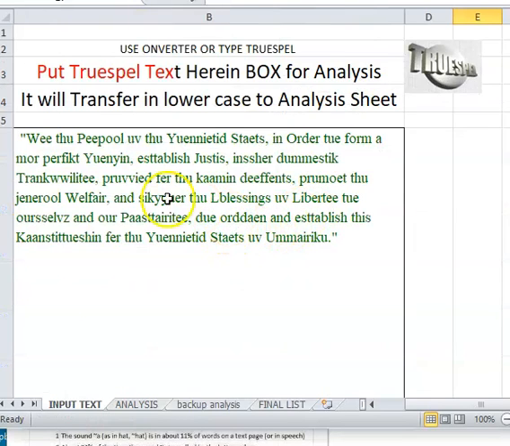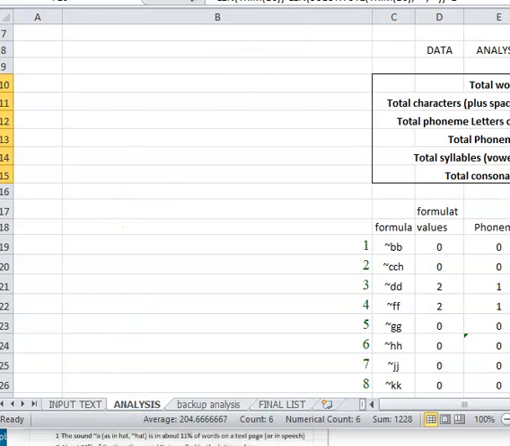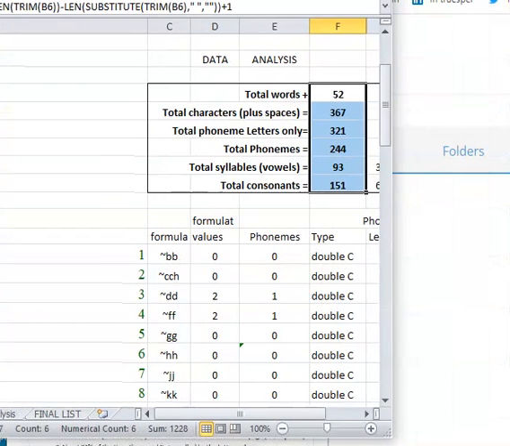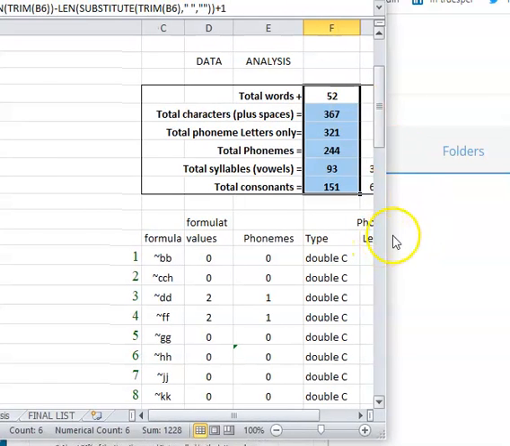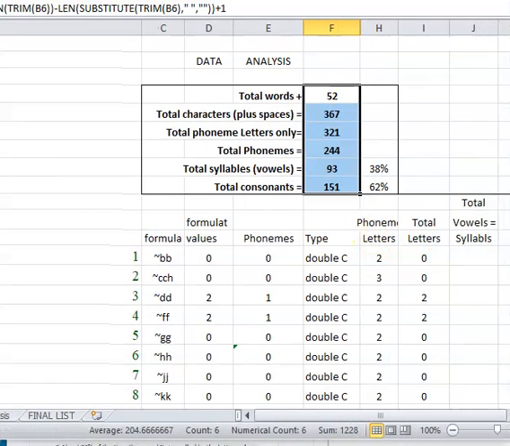Well, we have right here is the Truespel converter, and this is the preamble to the Constitution. We the people of the United States, in order to form a more perfect union. So we have that there, and we're going to the analysis page. And I'll have to move this over for the analysis page.